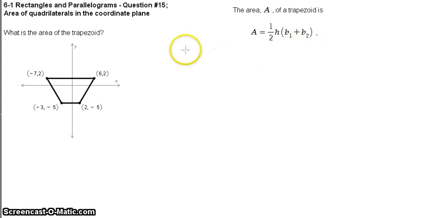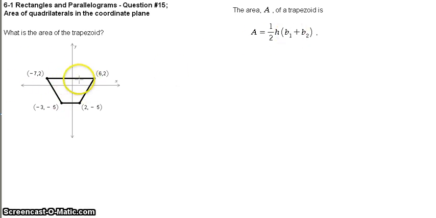The two bases are the two sides that are parallel to each other, right? So in this case, this is one of the bases, and that is another one. I can say this is my B1, that is my B2, and I just need to know how long they are, the length of each one of them, and then I'm done. So what about my height?